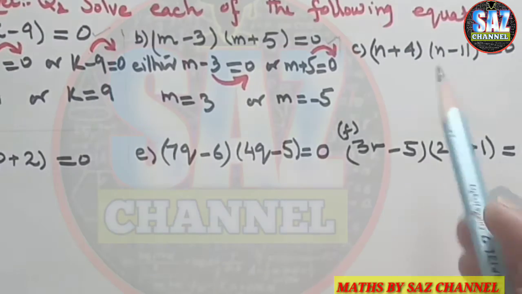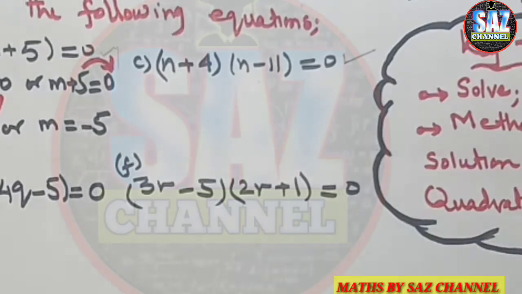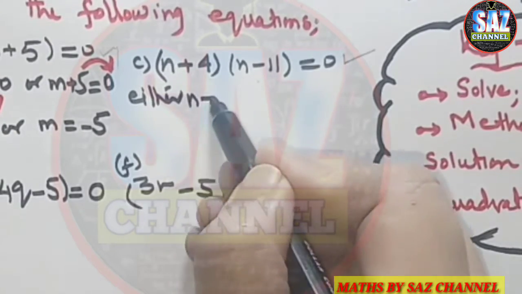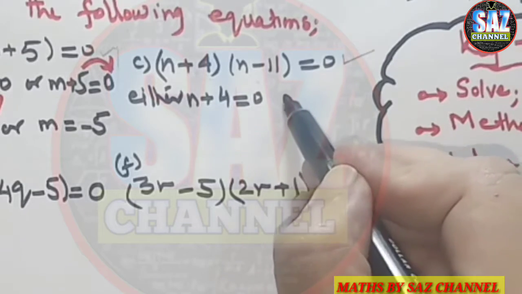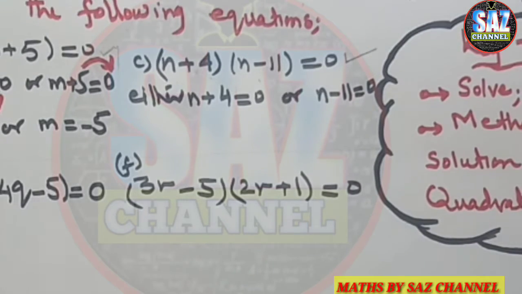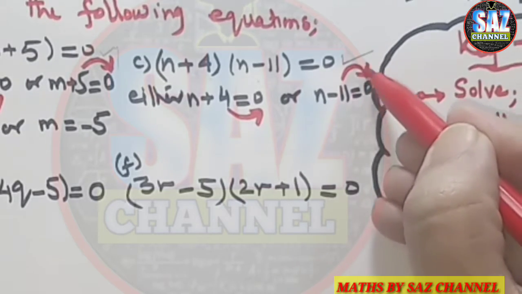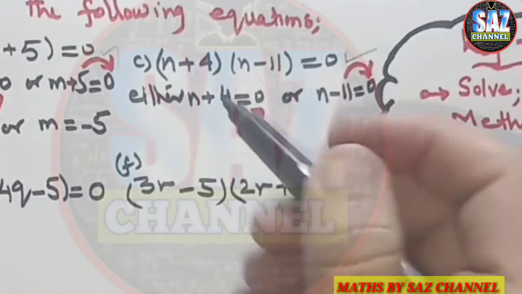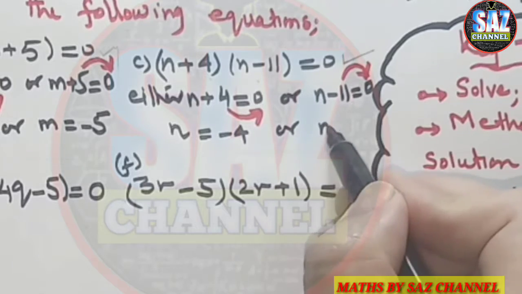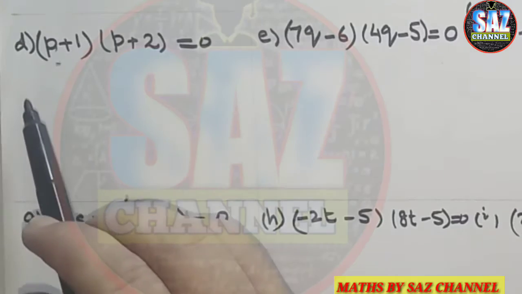Let's move to the C part of the question. C part is n plus 4 multiplied by n minus 11 equals to 0. Either n plus 4 will be equal to 0 or n minus 11 equals to 0. In order to get the value of the variable, I have to shift this constant 4 and 11 to other side. So what we will be having in the next step, n equals to minus 4 or n equals to 11. Very easy questions. You can easily understand these questions. Let's move to D part of the question.